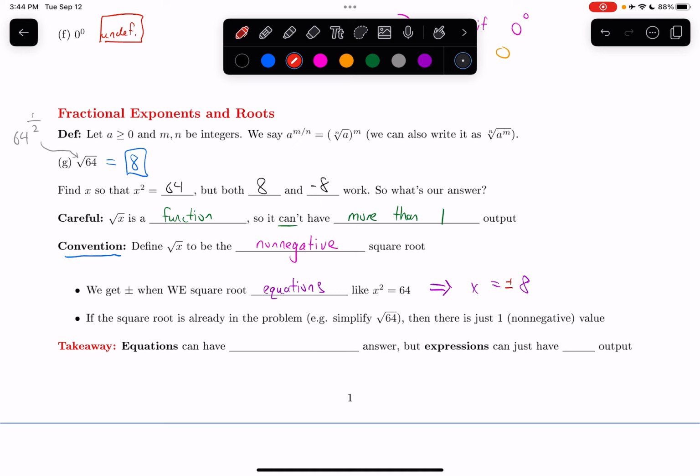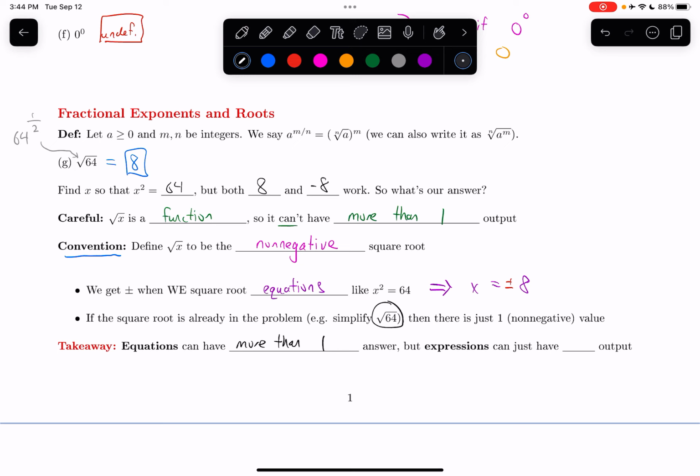On the flip side, if the square root is already in the problem, like I had with the square root of 64, then there's just one value, and it's got to be the non-negative value. The key takeaway is that equations like x squared equals 64 can have more than one answer. It's totally fine for an equation to have more than one answer, because I can plug in 8 and -8, and they both work. But an expression is a mathematical thing that I'm just trying to simplify without an equal sign, just the square root of 64.